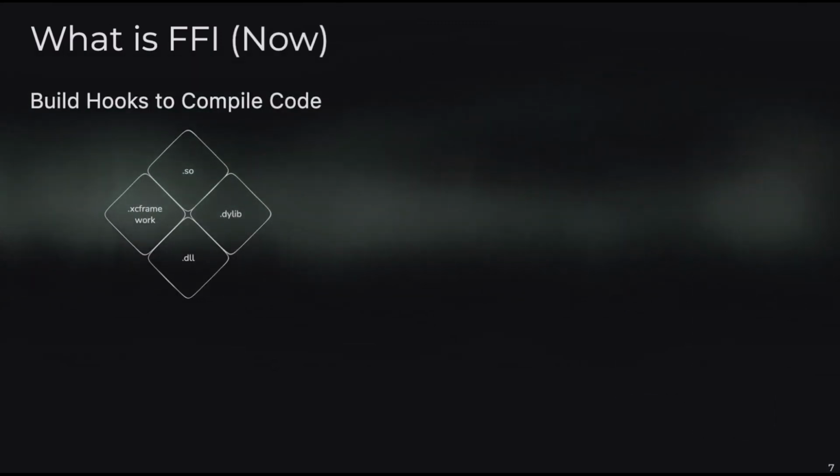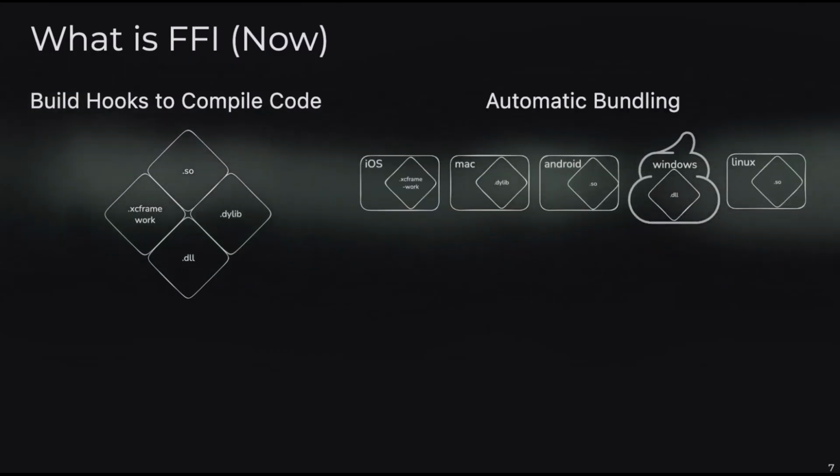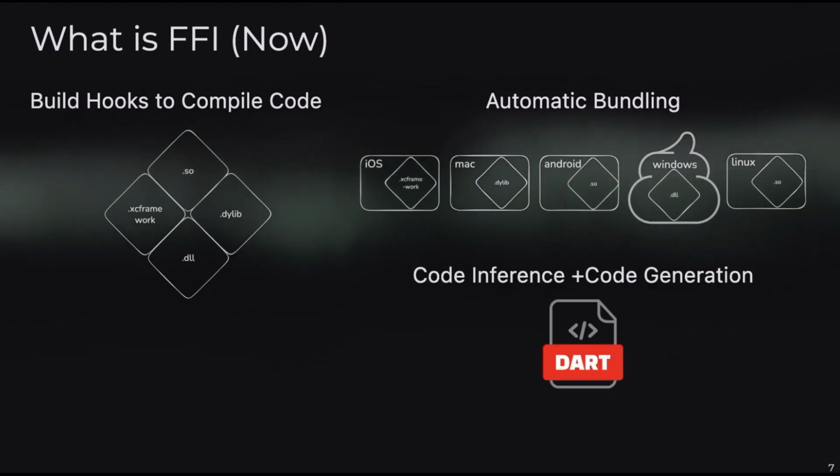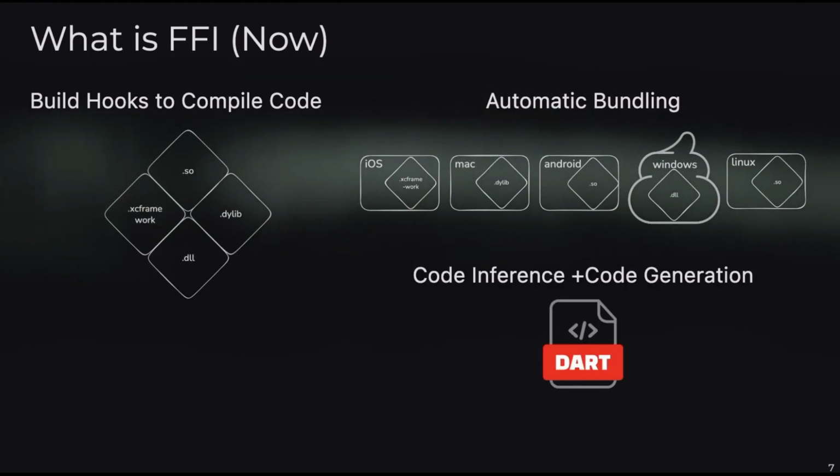So now you can have build hooks to compile your code into the libraries for each platform. You have automatic bundling for the different operating systems. You have code inference and code generation, which mean you don't have to write all that glue code. It kind of just happens automatically.